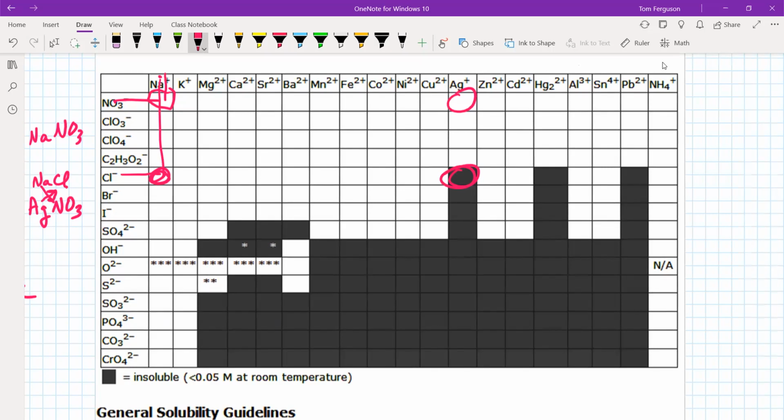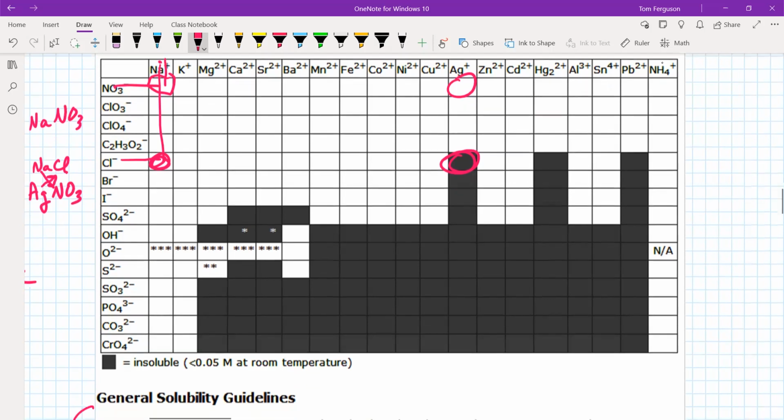A solid forms. You don't know what color the solid is, though. You just know a solid forms. In this case, it's white, but it can be yellow. You're going to see next week when you do the lab, you're going to have different color solids form. The main thing is, a solid forms.